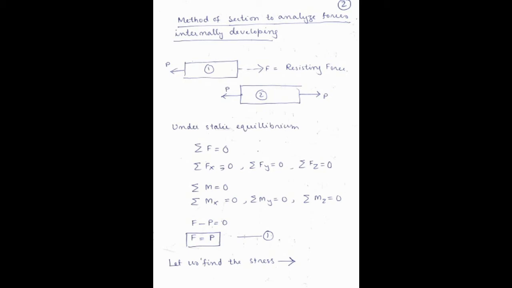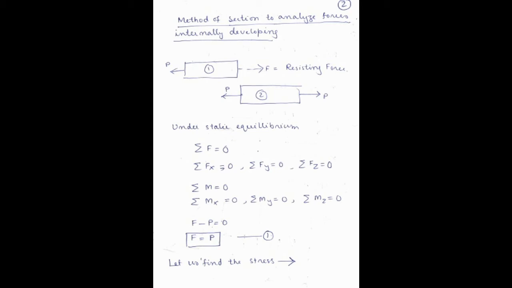Let us consider the bar has been divided into two sections, section 1 and section 2. Suppose on section 1 we are applying tensile force P, so equal and opposite to this force P we have a force F, which is known as resisting force. Similarly, section 2 will also have a resisting force.